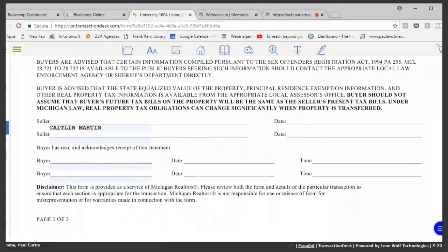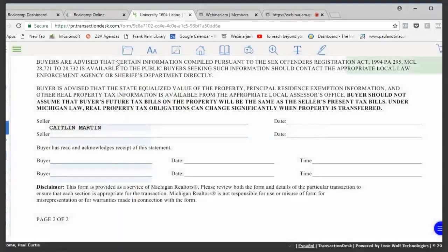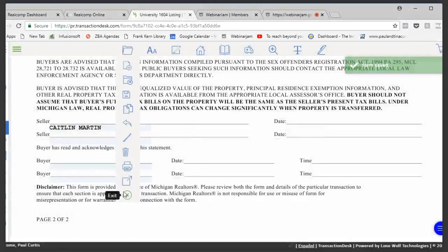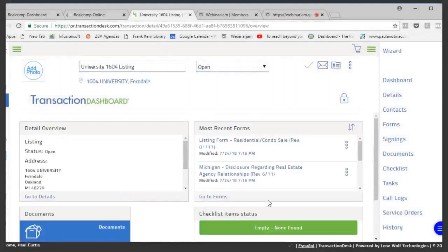Okay. And then this is where your seller would sign and date. And then, of course, these get uploaded to the MLS. So when you get a buyer, that's where they would sign a date. Okay, we are going to save this one. We are going to exit this. And we're going to go to the next form.